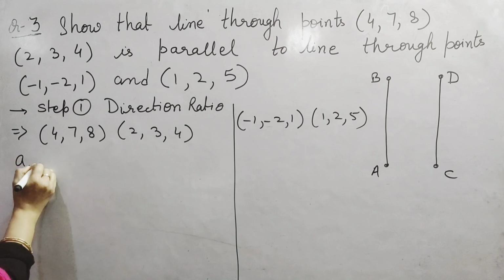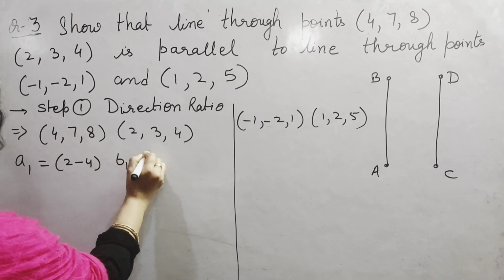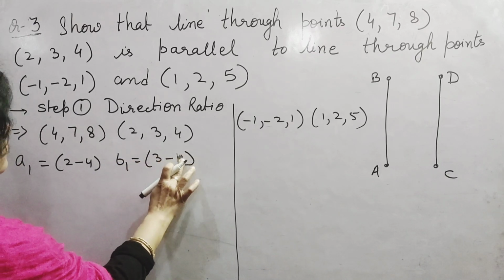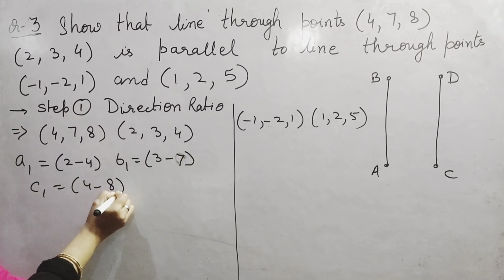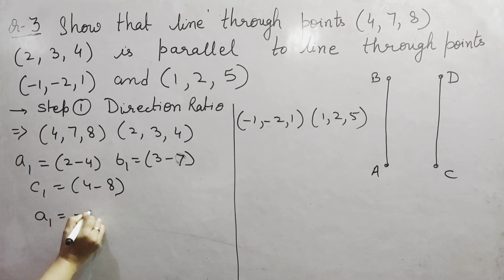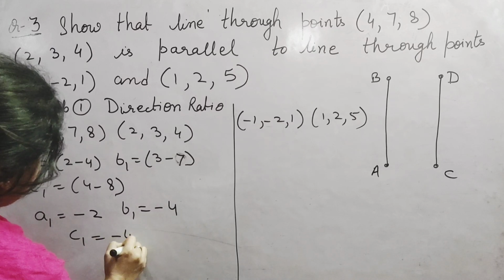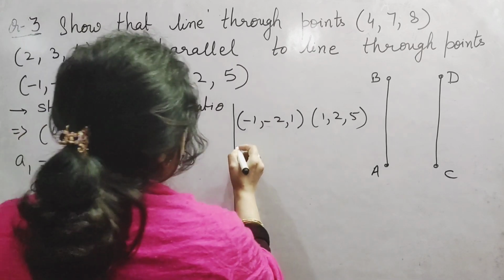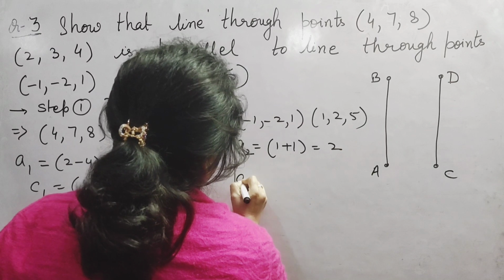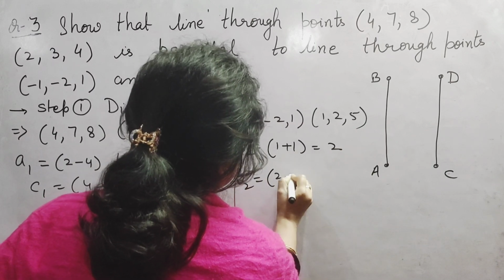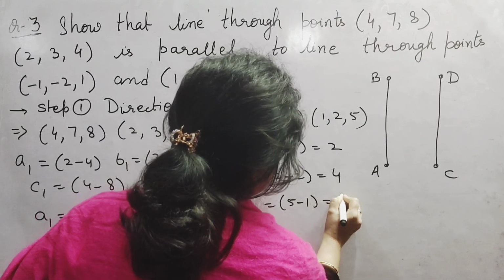So value of A1 is equal to 2 minus 4. Value of B1 is equal to 3 minus 7. And value of C1 is equal to 4 minus 8. So value of A1 is equal to minus 2, B1 is equal to minus 4 and C1 is equal to minus 4. Clear? Now in the same way, here we find A2 is equal to 1 plus 1 which is equal to 2. B2 is equal to 2 plus 2 which is equal to 4 and C2 is equal to 5 minus 1 which is equal to 4.